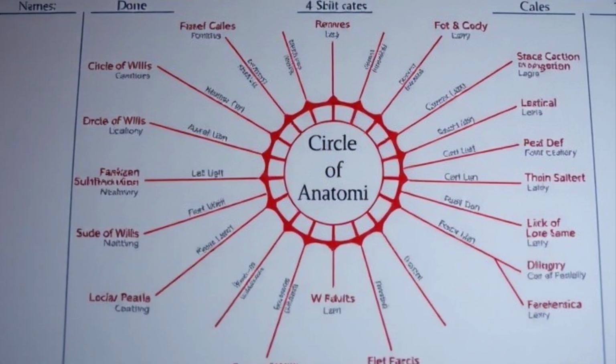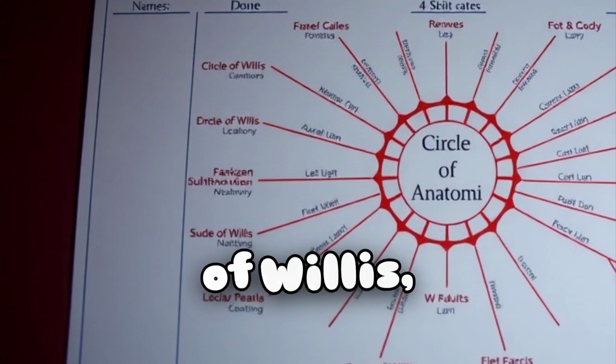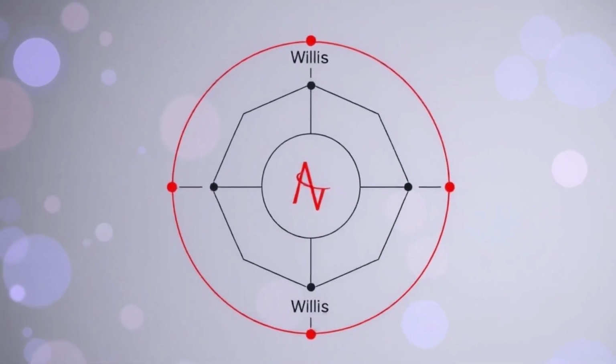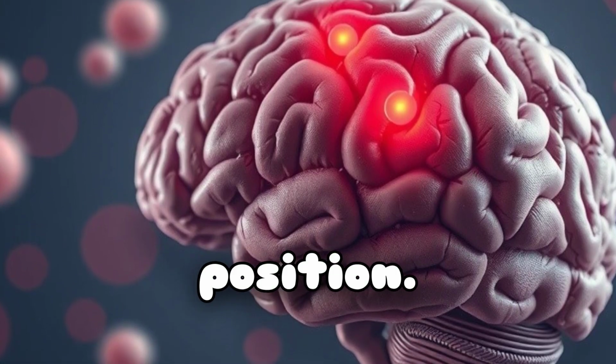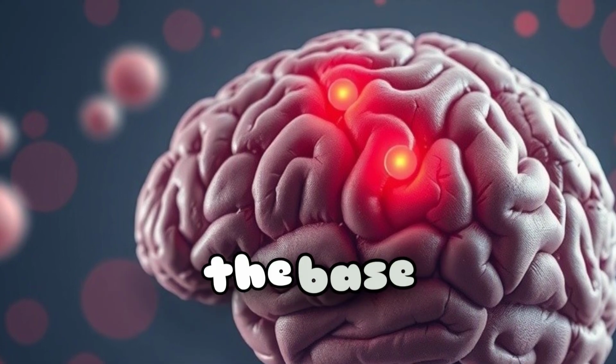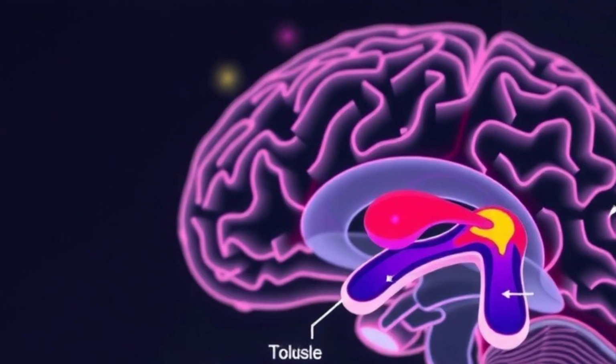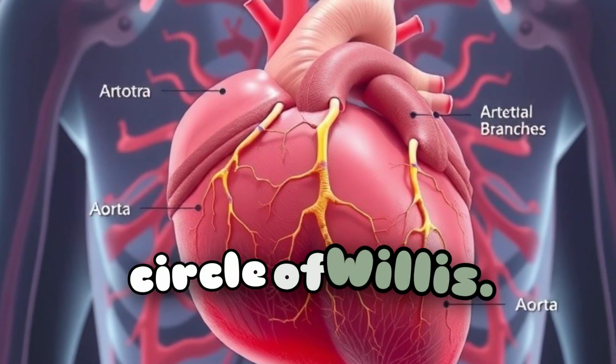It is also called Willis circle, loop of Willis, cerebral arterial circle, and Willis polygon. Anatomical position. It is located at the base of the brain around the optic chiasma and hypothalamus. Formation of the circle of Willis.